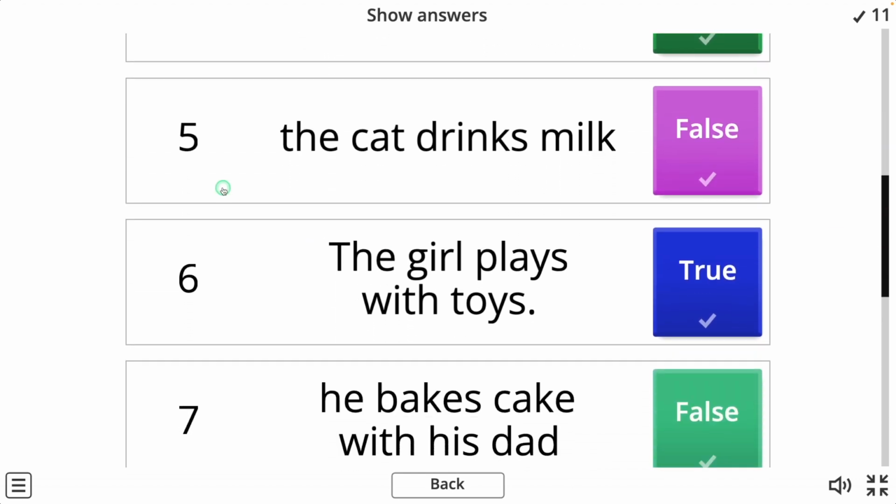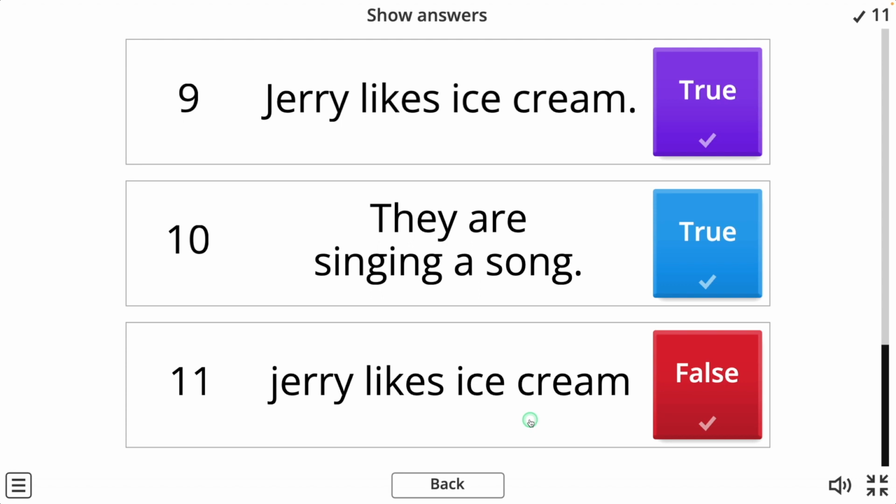Let's go to number 5. The cat drinks milk. See, this is not right. No period either. The girl plays with toys. Number 6. I see a capital T here, and then a period. That's true, see? I hope you understand that it's important to have a capital letter at the beginning of a sentence and a period at the end.